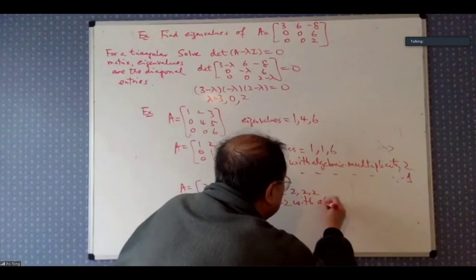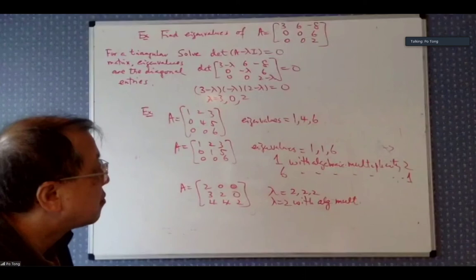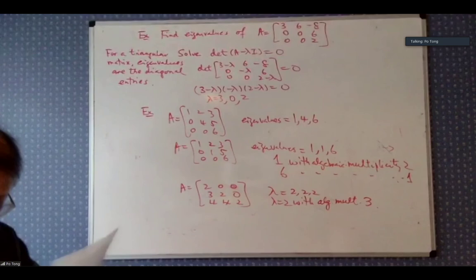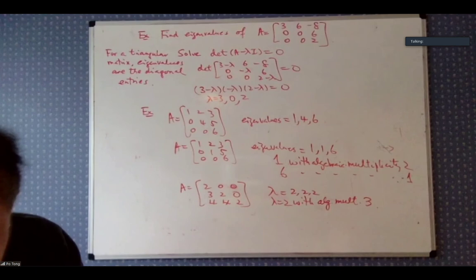Multiplicity. What's the algebraic multiplicity here? How many times does it occur? 3. It's okay. So I introduce the concept of algebraic multiplicity here. How are we doing up to here? Good.